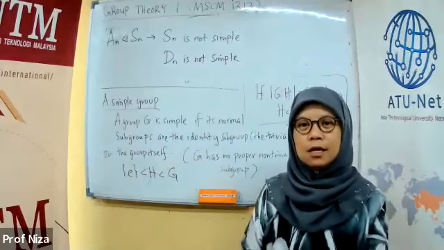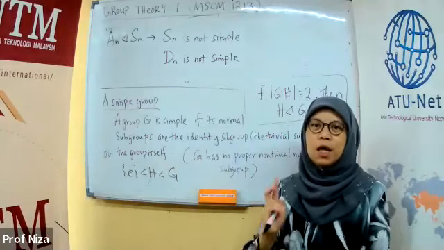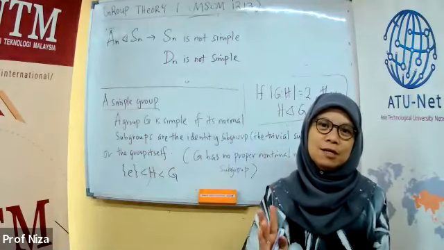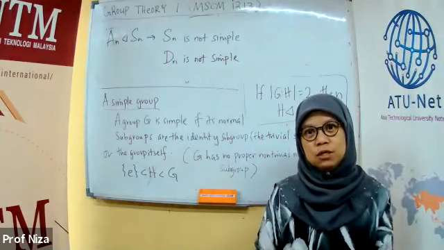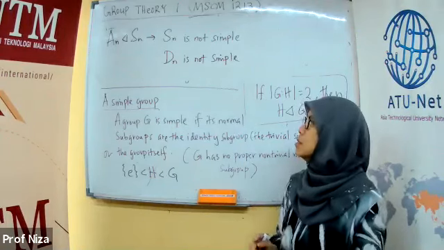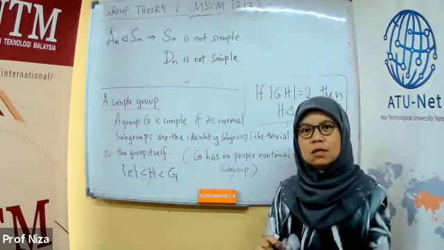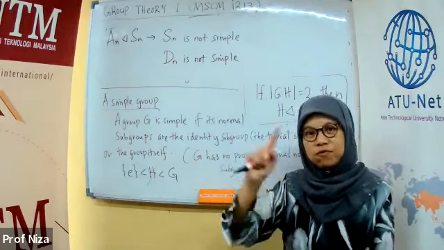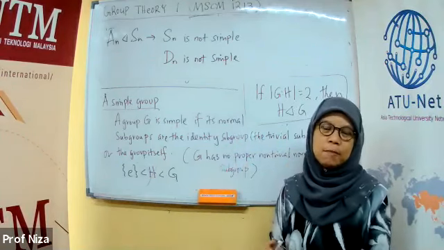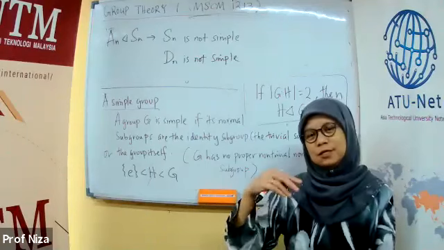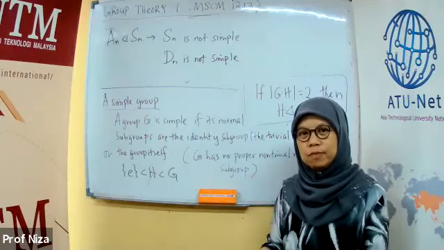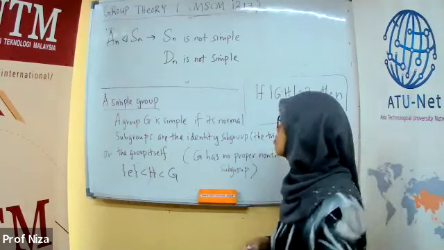Because in the dihedral group, half of it is rotation, right? Half of the Dn is rotation, including the identity R0. So the rotations, half of Dn actually, are normal because the index is 2.